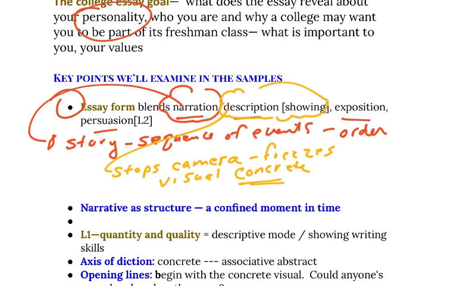Those showing exercises that you have done the past 3 years focused on developing the skill to freeze the camera, to stay in one place, and to recreate. So that's what that mode does. Now, I'll say this later. The college essay is not a showing exercise, but it's going to turn on these descriptive powers at various moments in the essay.